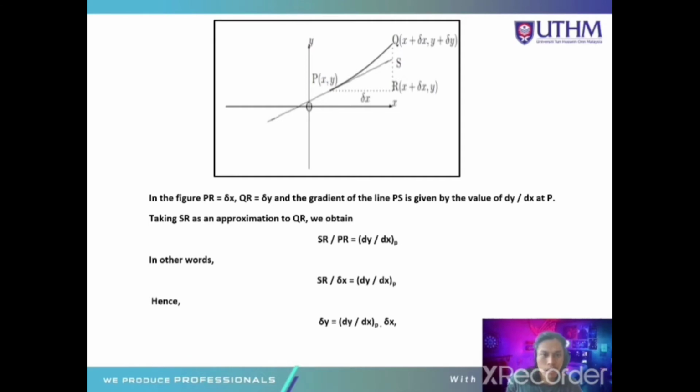In the figure, we are taking SR as an approximation to QR. We obtain from this formula SR per PR equals dy/dx, and we simplify this formula into SR per delta x equals dy/dx, and we can conclude that delta y equals dy/dx times delta x.